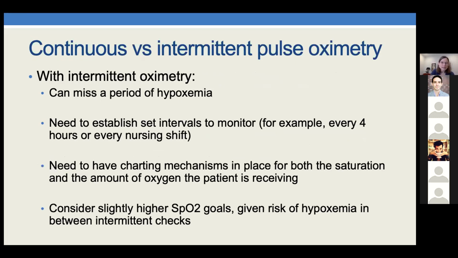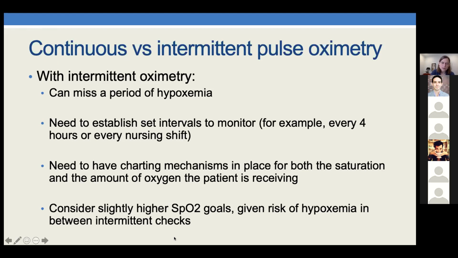Things that you can do to mitigate the risks of hypoxemia are to establish set intervals for monitoring. So for instance, making sure that every 4 hours or every nursing shift, there is a system in place for monitoring oximetry. Also, you need to have a charting mechanism that works. You may find in many places there are charts that have a place, for instance, for saturation, but no place to actually chart how much oxygen a patient's on.